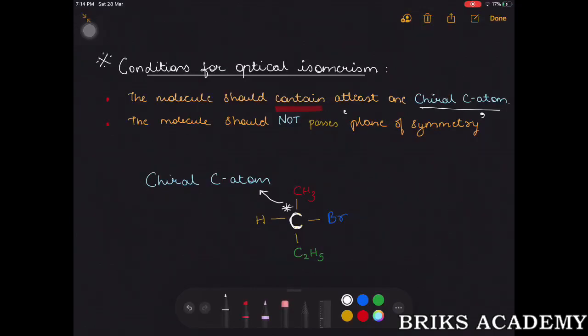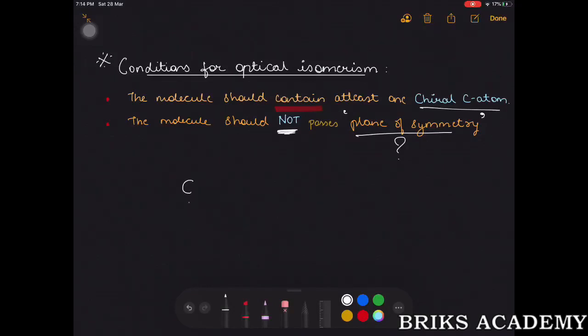The next point says the molecule should not possess a plane of symmetry. First of all, what is a plane of symmetry? Consider this example. Carbon bonded to a carbon and the rest of the groups. If you notice in this compound, there is bromine twice, hydrogen twice and CH3 twice. Consider another compound where two carbons are bonded and are bonded to different groups.